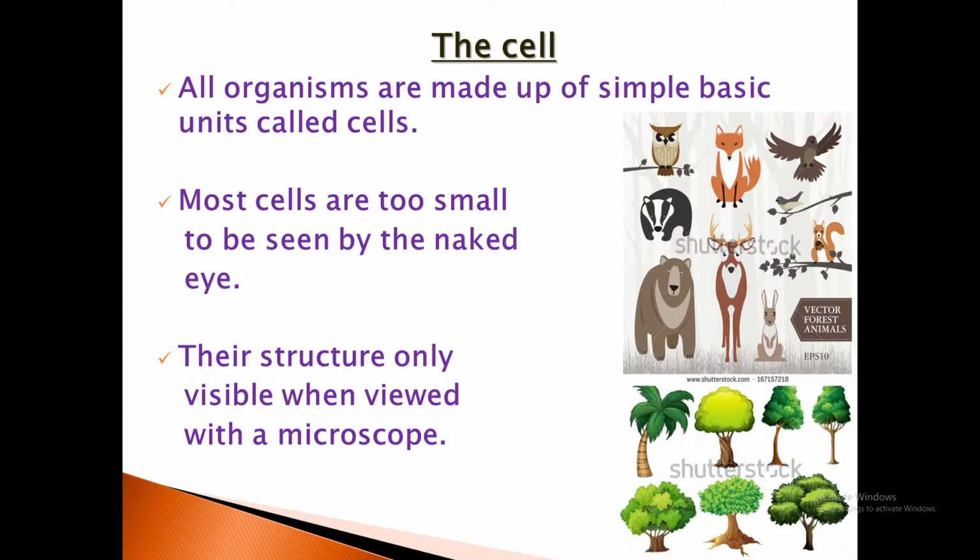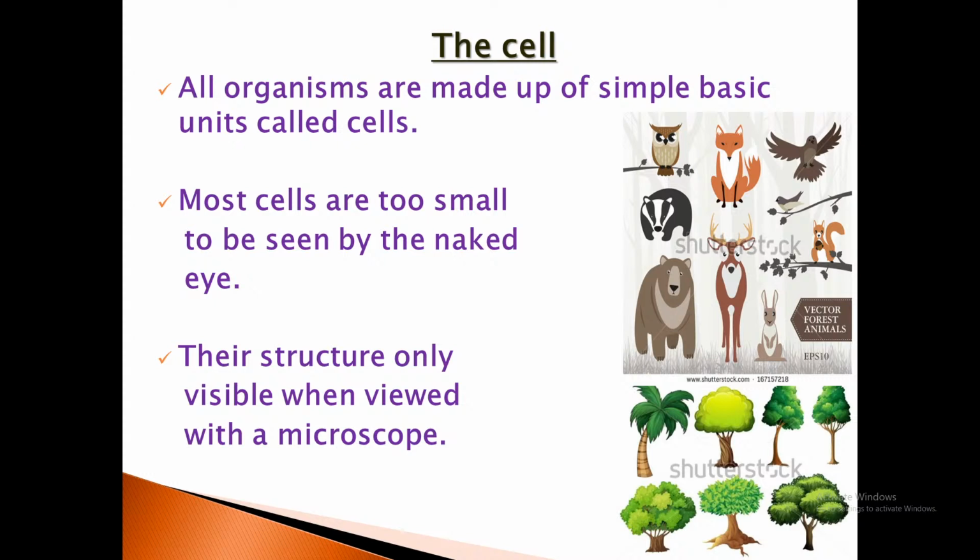The second pointer: most cells are too small to be seen by the naked eye. What they're saying is that as for most cells within the human body, you cannot see those cells with your naked eyes. You basically need a very powerful microscope, preferably the electron one, and with this microscope you will be able to zoom in on that extremely small unit of your body, which of course will be a cell, for example.